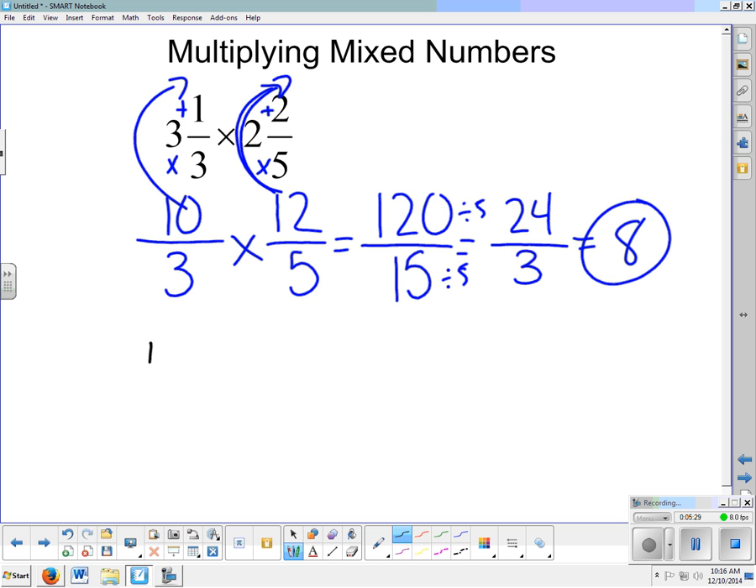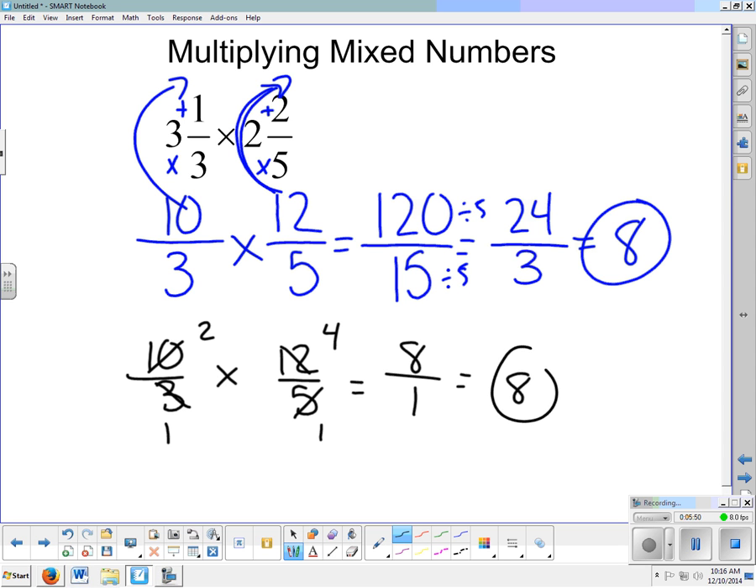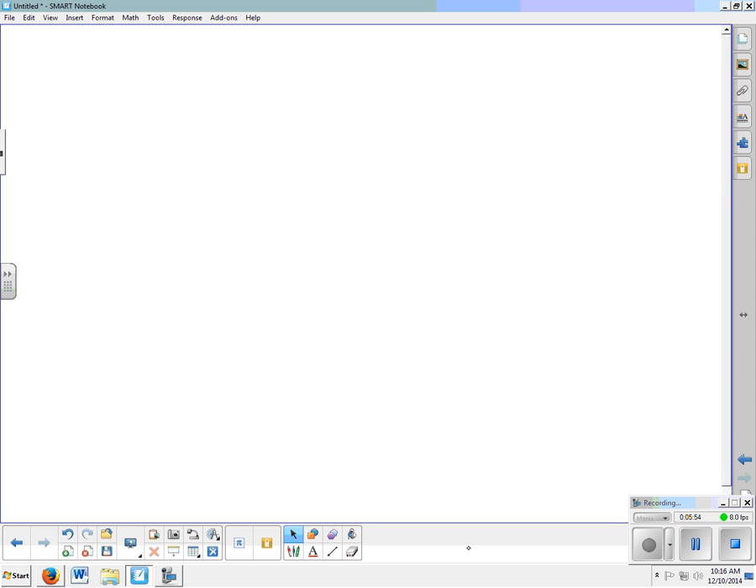Okay, 10 over 3 times 12 over 5. 3 and 12. 12 becomes a 4. 3 becomes a 1. What about 10 and 5? Excellent. And what do we get? 8 over 1, which is 8. Again, avoiding that 120. And that's it. That is how you use cross-canceling as a shortcut.